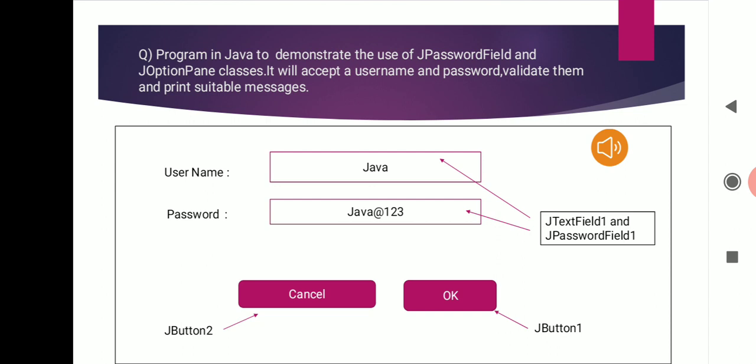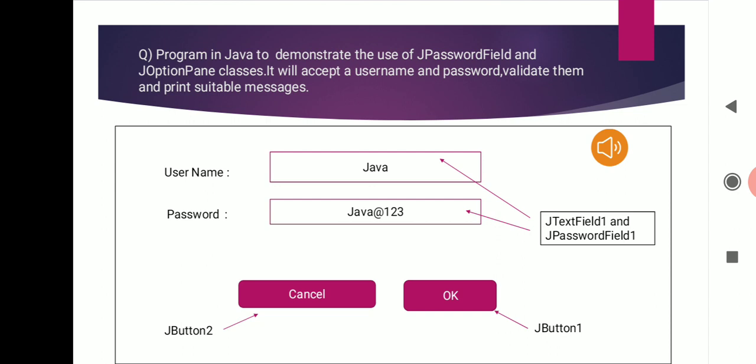Then there is one text field corresponding to the label username. Let's name this text field corresponding to username as JTextField1. Then there is one password field corresponding to the label password. Let's name the password field corresponding to the label password as JPasswordField1.